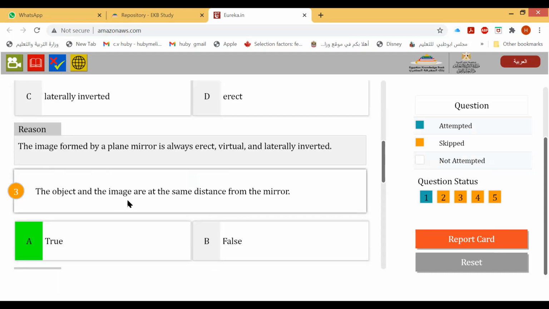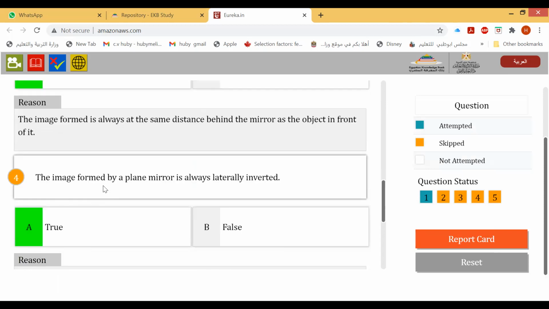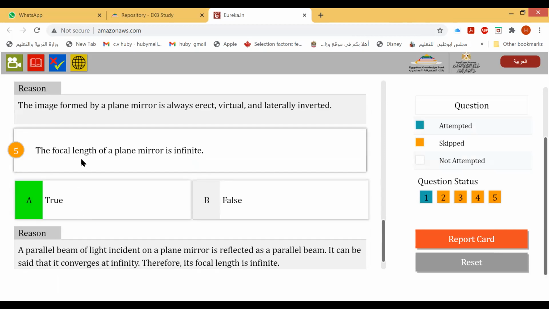The object and the image are at the same distance from the mirror. The object and the image. True or false? True, of course. The image formed by a plane mirror is always laterally inverted. Image formed by a plane mirror inverted? Yes, true.